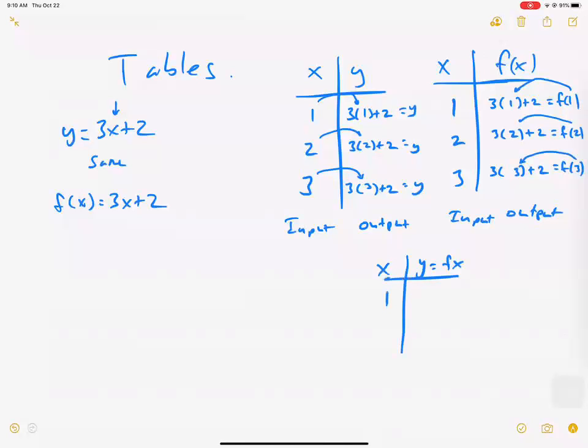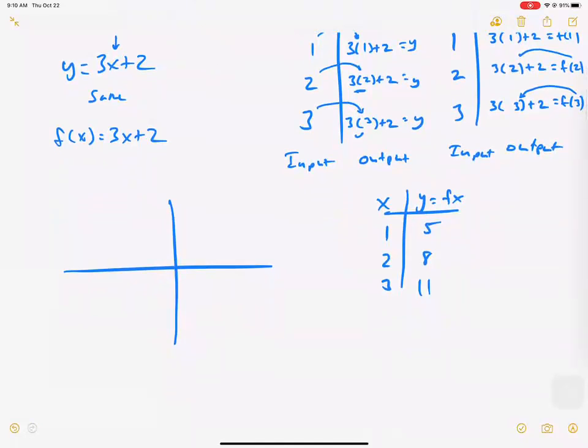And 1 becomes 3 times 1 is 3 plus 2 is 5. 3 times 2 is 6 plus 2 is 8. And 3 times 3 is 9 plus 2 is 11. Now, a table is just a way of plotting points. We can call these ordered pairs. Call it 1, 5. When x is 1, y is 5. When x is 2, y is 8. And x is 3, y is 11.